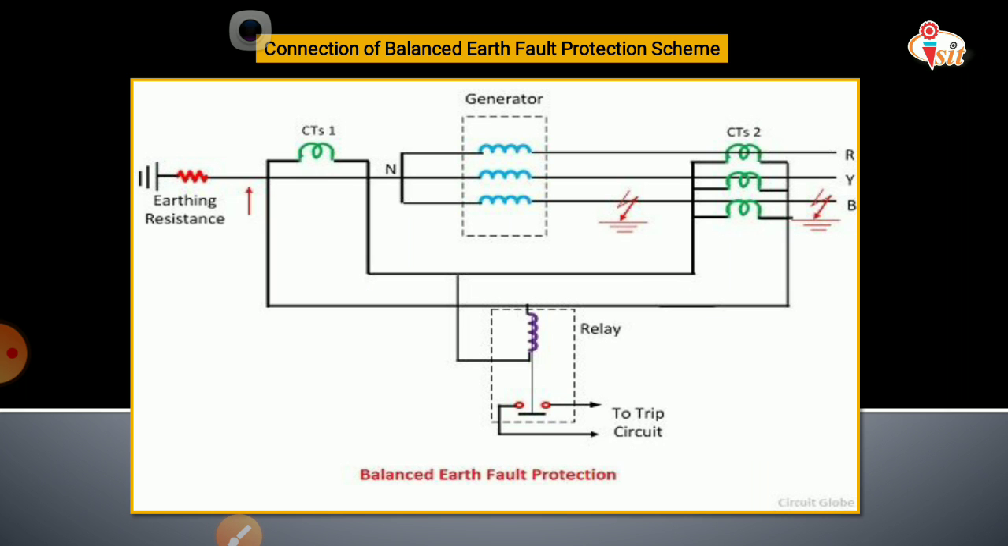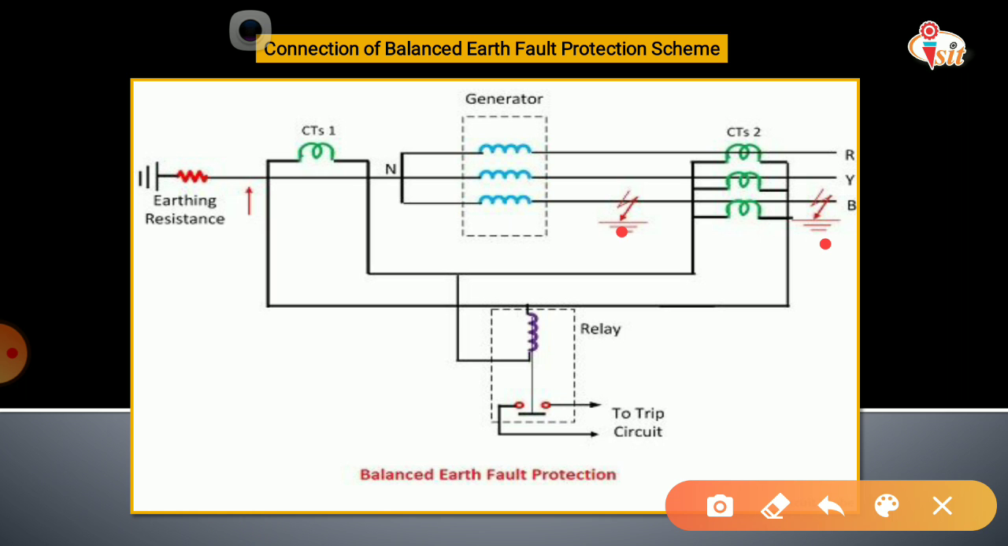Now suppose when the fault occurs in the protected zone, suppose here the earth fault occurs on phase B, then the fault current flows through the primary of the current transformer and the corresponding secondary current will flow through the relay, which trips the circuit breaker.